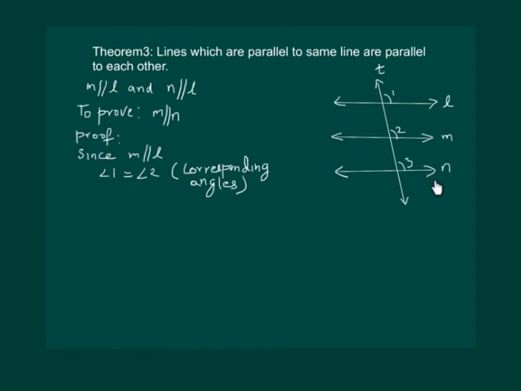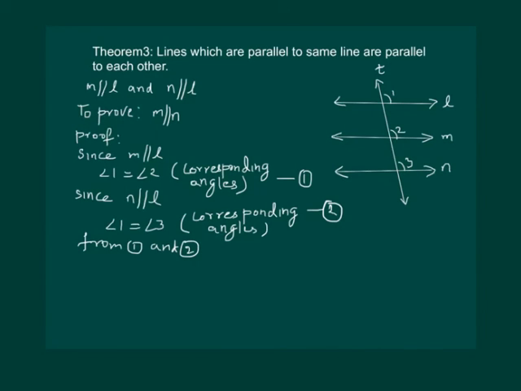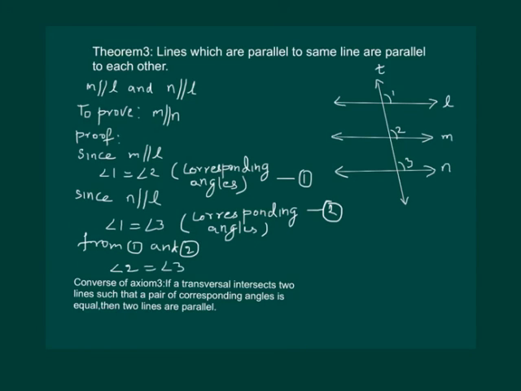Also we have drawn line N parallel to line L. So angle 1 will be equal to angle 3. Again they are corresponding angles. From equations 1 and 2, we can see that angle 2 is equal to angle 3. By the axiom, if a transversal intersects two lines such that the pair of corresponding angles is equal, then the two lines are parallel. Angle 2 and angle 3 are corresponding angles for lines M and N, and we have proved that they are equal. This implies that line M is parallel to line N, and we have proved the theorem which states that lines which are parallel to the same line are parallel to each other.